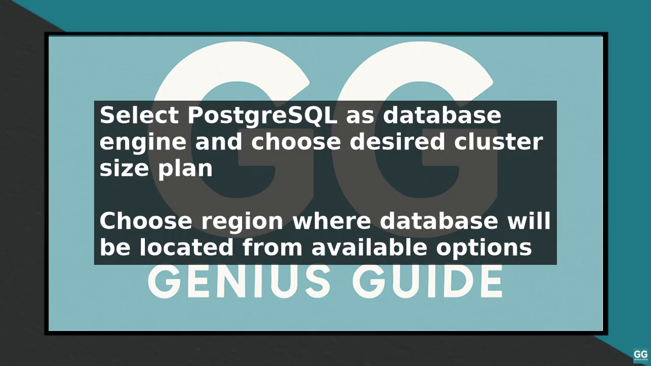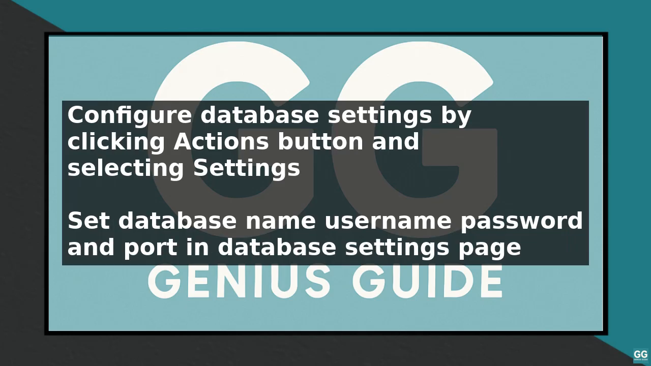To connect to your PostgreSQL database, you will need to use a PostgreSQL client such as PSQL. You can download the PSQL client from the official PostgreSQL website. Once you have downloaded the client, you can use it to connect to your database by specifying the database host, port, username, and password.